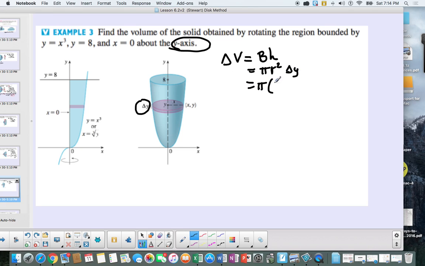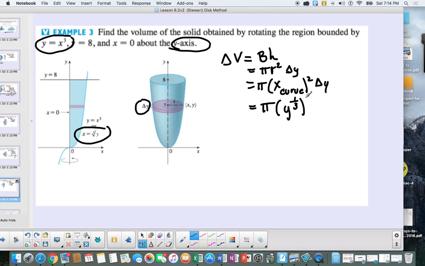This will now be the x of the curve instead of the y of the curve. And I need to solve for x, which they do right down here. So that'll be pi times y to the 1/3 power quantity squared delta y. Let's go on to the next slide to see how I finish the problem.